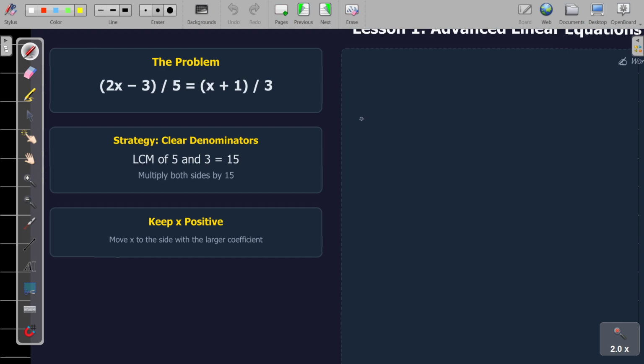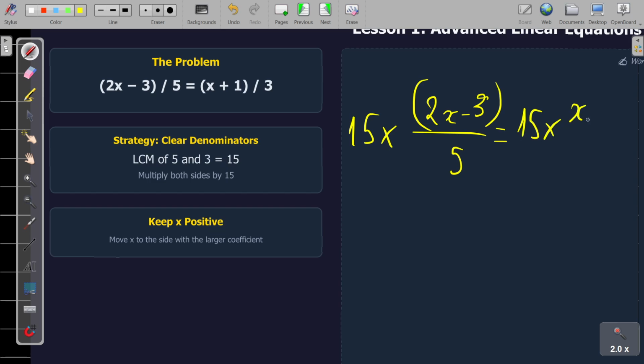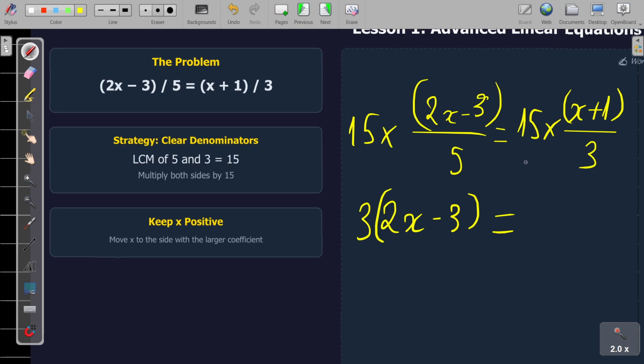So I'll have 15 multiplied by 2x minus 3 over 5. This is going to be equal to 15 multiplied by x plus 1 over 3. And so on the left, I will have 15 divided by 5 is 3. So I have 3 times 2x minus 3. On the right, I will have 15 divided by 3, so that will be 5. So I'll have 5 times x plus 1. Much simpler right here. So if you look at that, it's only one step and the fractions are now gone.